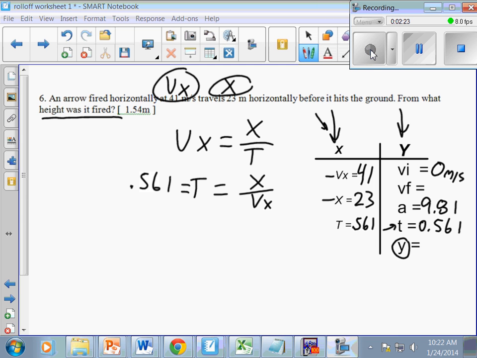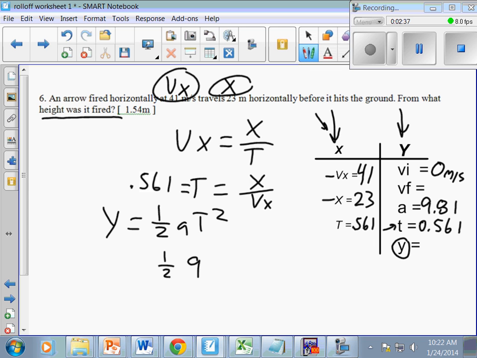All right, to solve for y, what I'm going to do is use y equals 1 half a t squared. So when I plug this in, I've got 1 half times 9.81, and then I'm going to multiply that by 0.561 squared, and that is going to equal 1.54. So that's how many meters high the table is, just solving for this y component, or the vertical in that one.